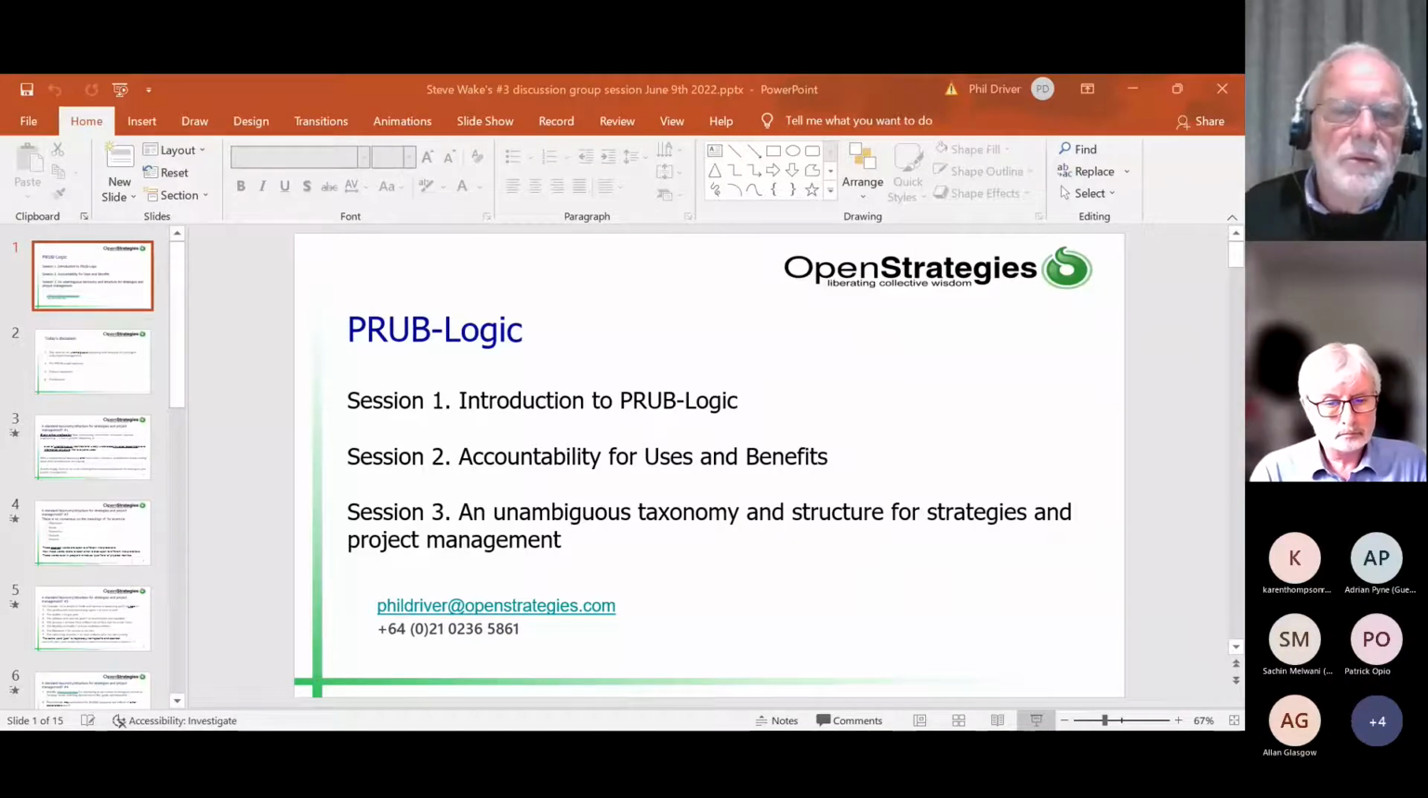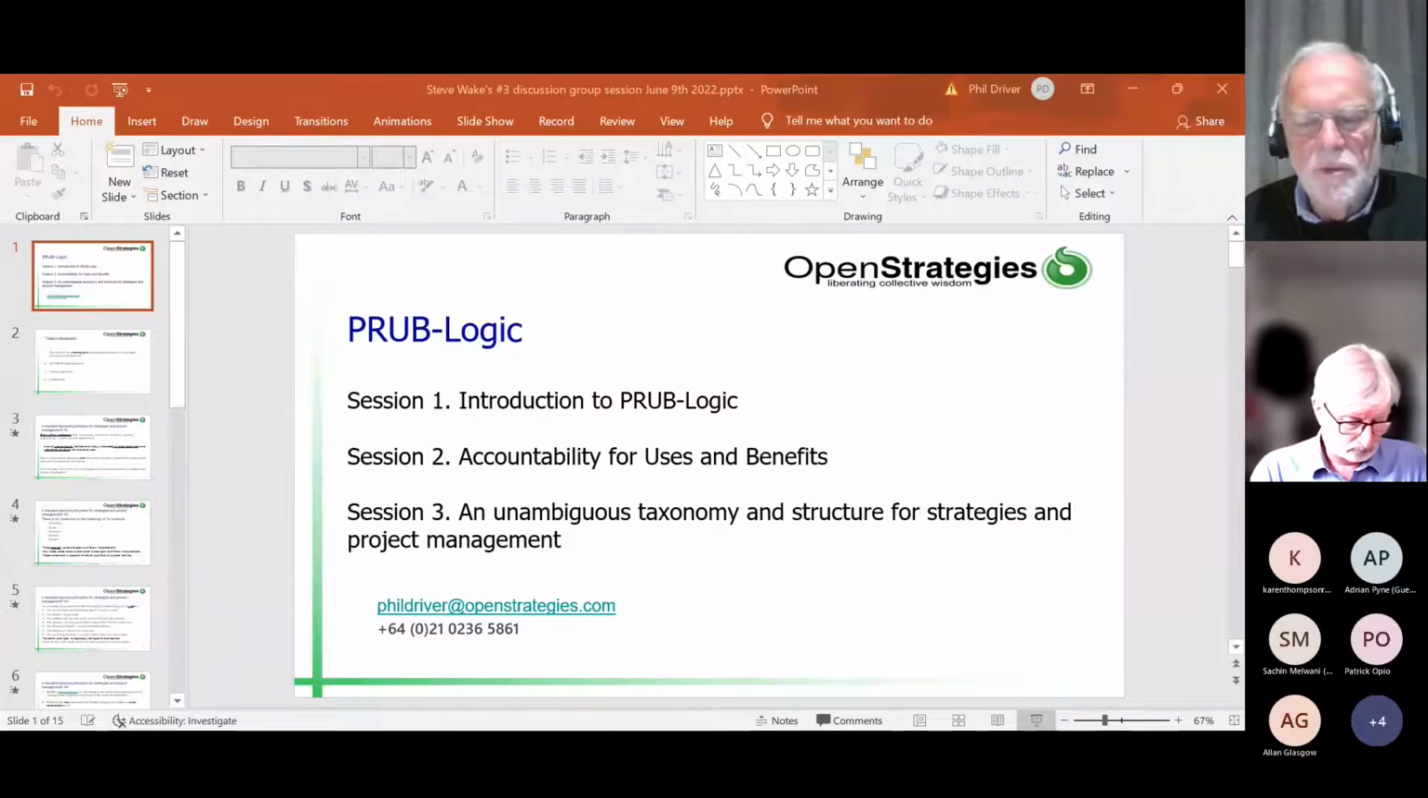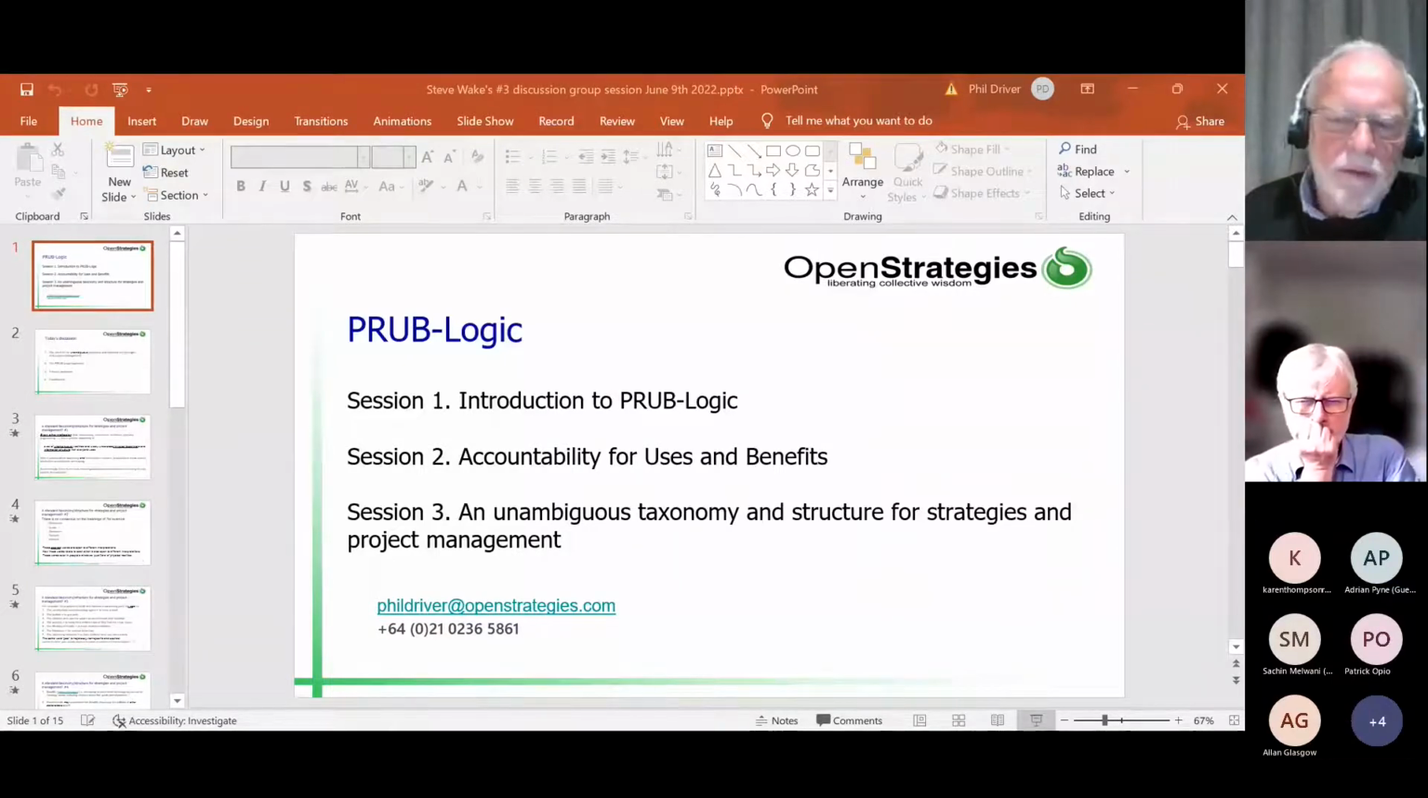And the contrast is this. With our language, projects, results, uses, and benefits. A project is a physical action. A result is a physical thing. A use is a physical action. A benefit is a physical thing. So PRUB is unambiguously tethered to the real world. It describes the real world.